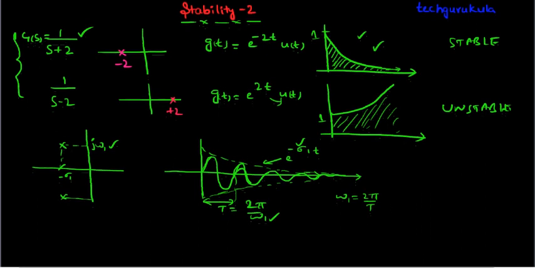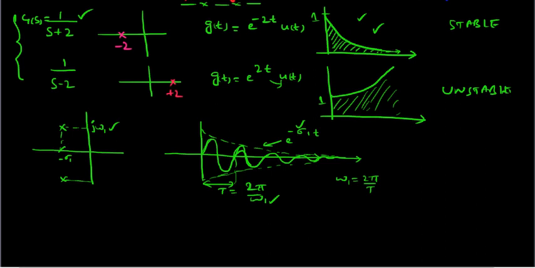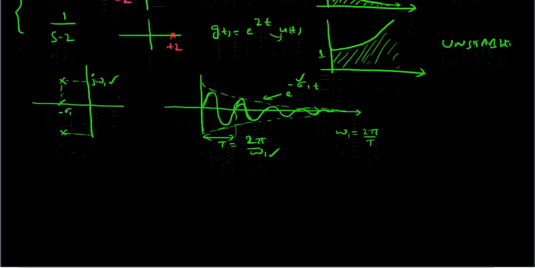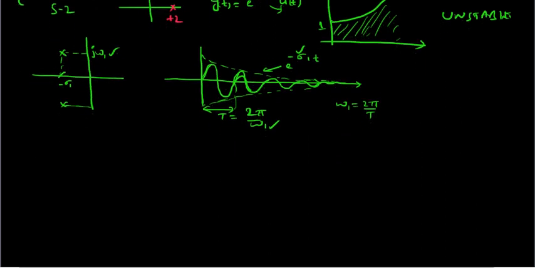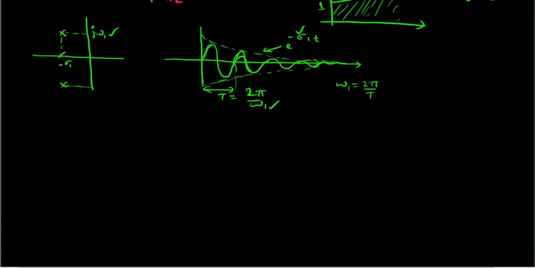Okay, now let us take if these same complex poles are present in the right half of S-plane. Okay, then how does this look?